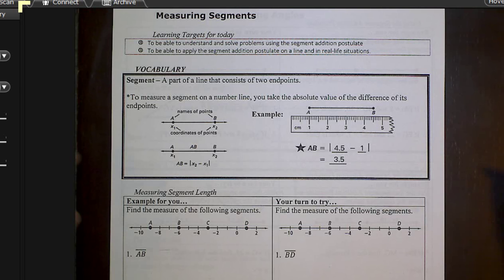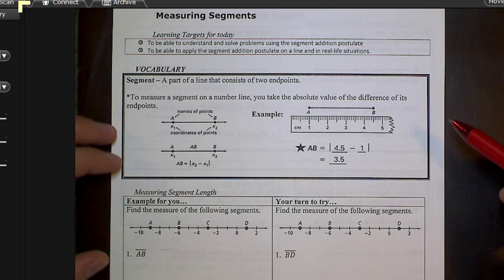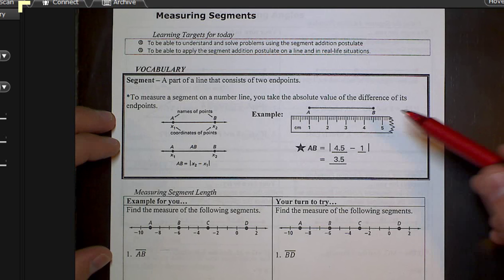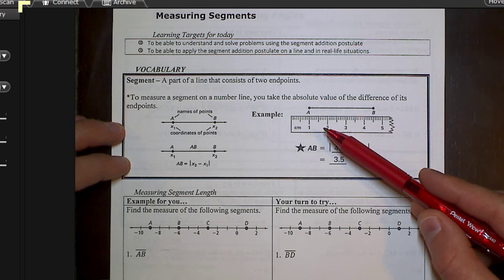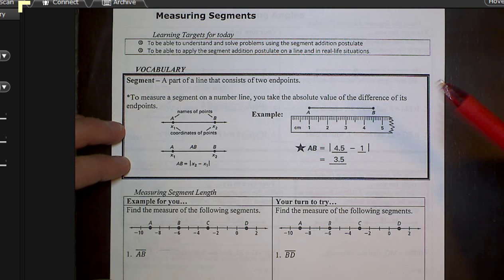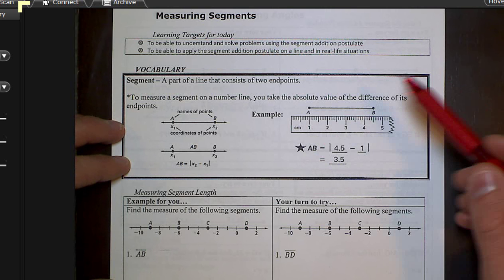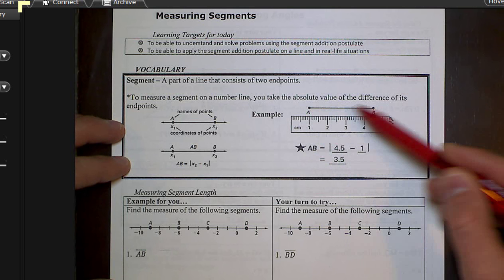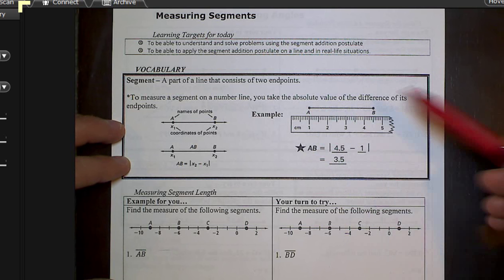So just a quick review, a segment, remember, is a part of a line that consists of two endpoints. So there's a start and a stop. And from there, we can use a ruler to actually find the distance between two points. If you look at this first example here, we want to find AB. The easiest way to do this, honestly, is just to take your pen or pencil, start at A and just count. 1, 2, 3.5. So from A to B is 3.5. You can see that here.